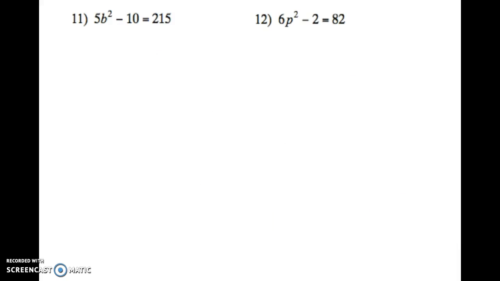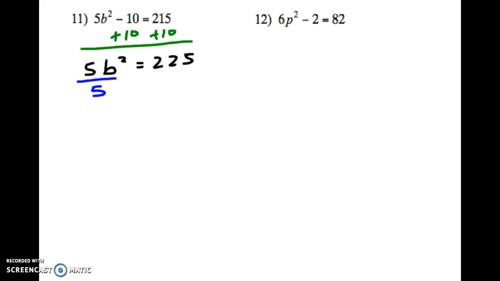As far as our last two problems go, we start in similar fashion. So to get rid of minus 10, we're going to add 10 to both sides. So 5b squared will equal 225. Divide by 5. We get b squared equals 45.